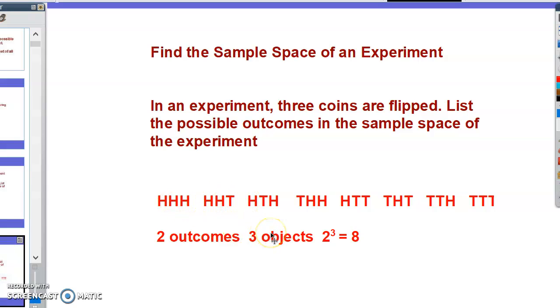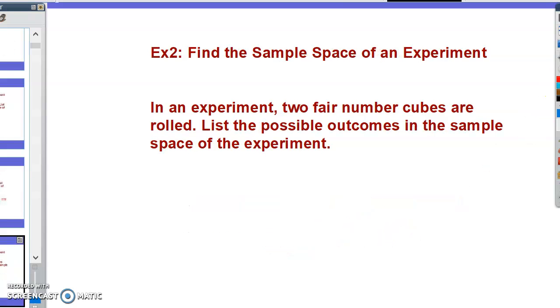A quick way of figuring this out is I have 2 outcomes, a head or a tail, and I have 3 objects. Outcomes raised to the power of the objects. That gives me 8 possibilities. So rather than listing them all out, remembering this little formula is helpful. So to figure out the possible outcomes, that would be your sample space of an experiment, you start out with how many outcomes raised to the power of the number of objects.